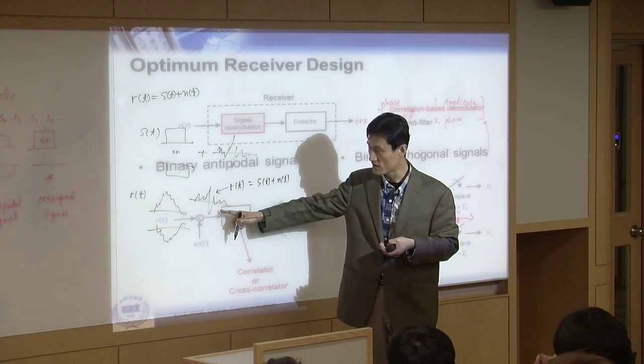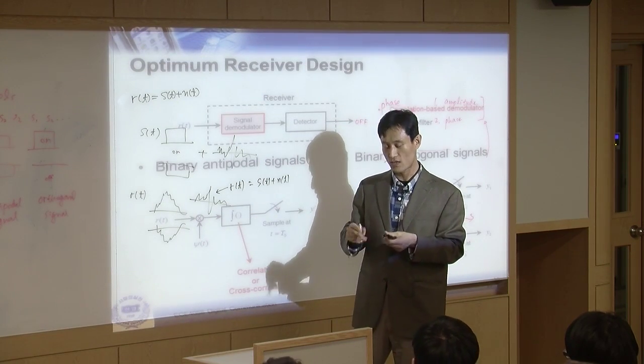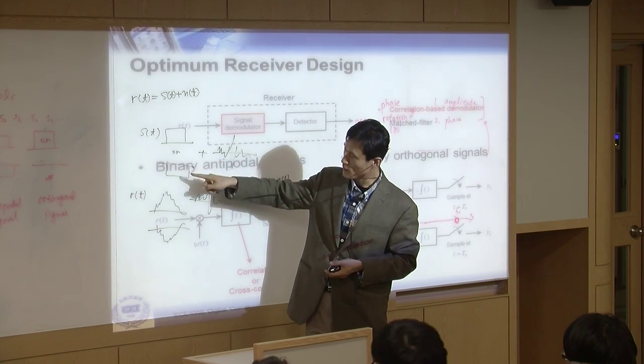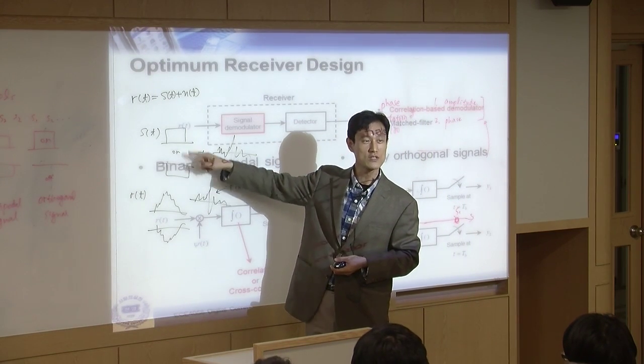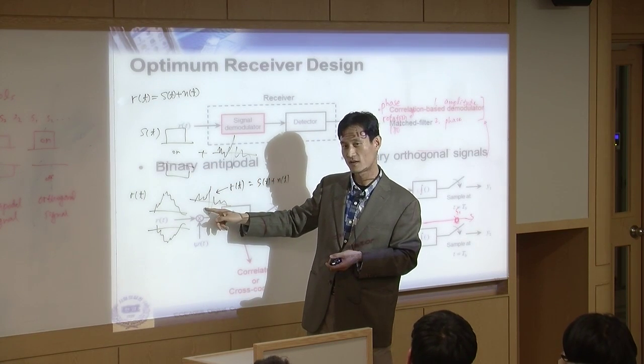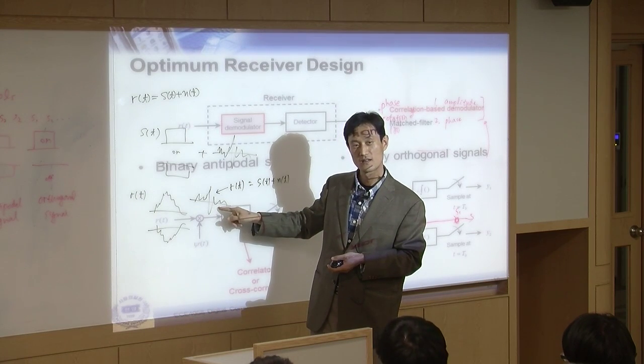But that's what we receive. When you receive this, what we need to do is make a decision. Is this what we transmitted, or is this what is transmitted? Which one is transmitted? That's what you need to decide from here. So when you look at here, how would you decide?